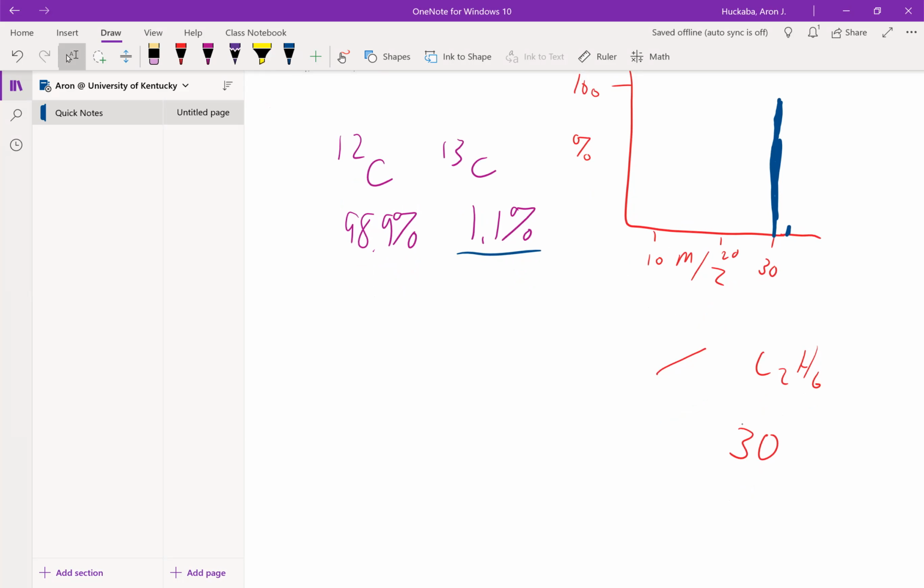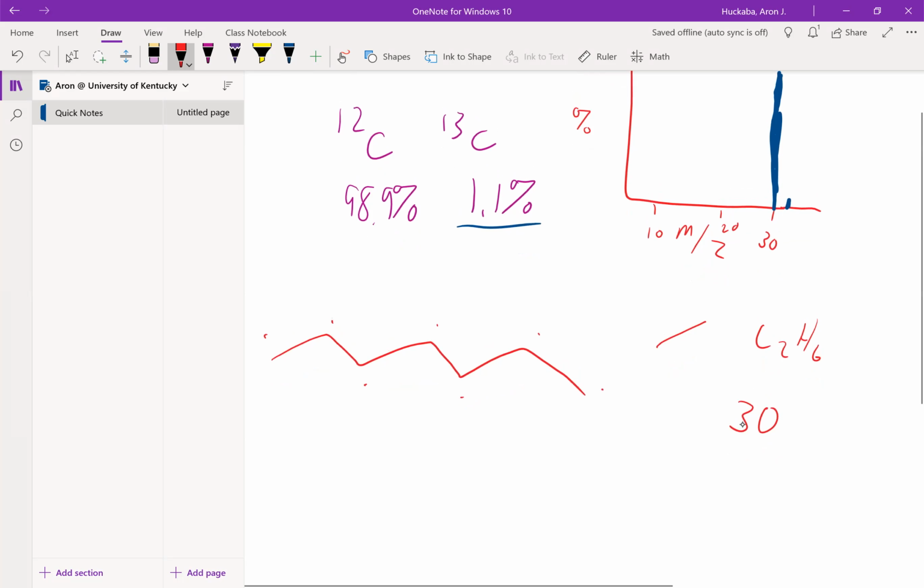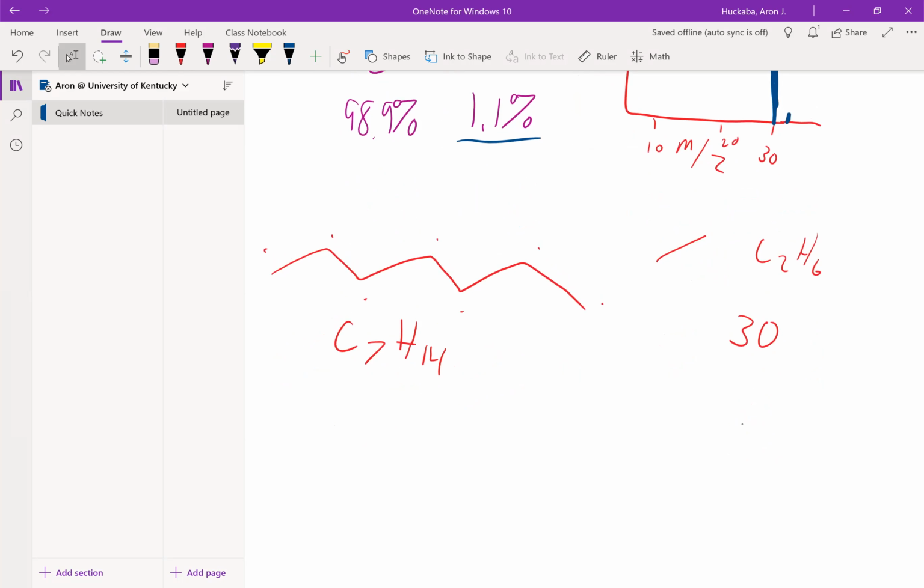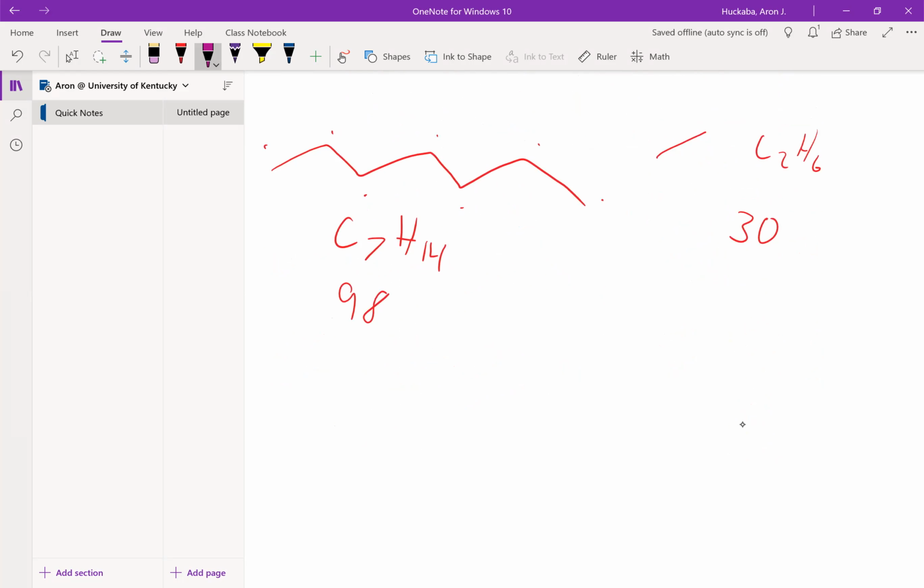by 1. So for instance, if you had 1, 2, 3, 4, 5, 6, 7, this is heptane. Heptane is C7H14. This is equal to 84 plus 14, 98. So that means looking at the percent abundance versus M over Z.